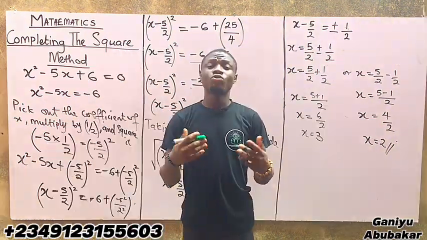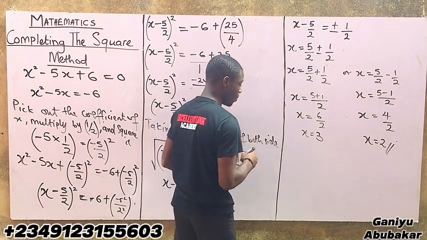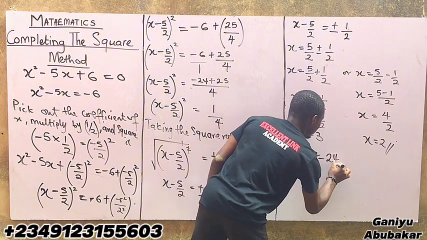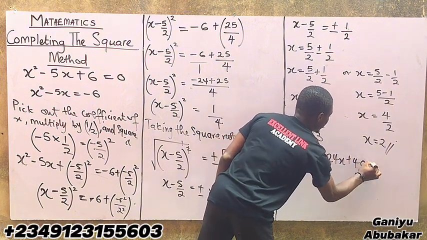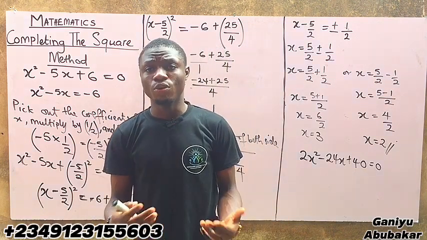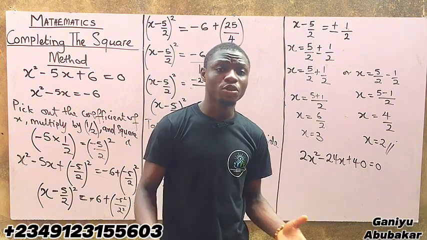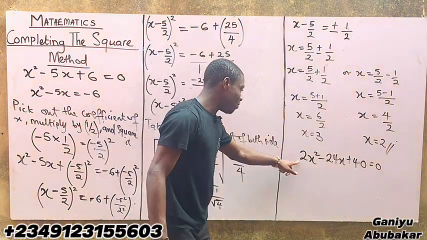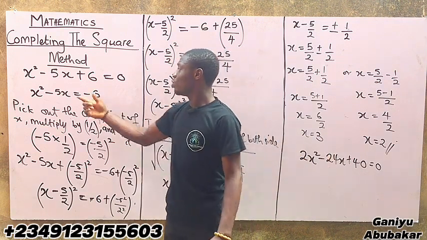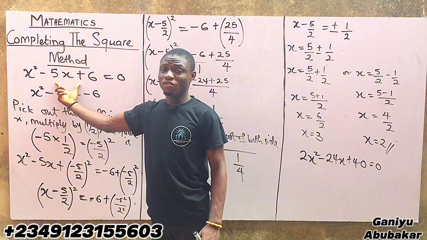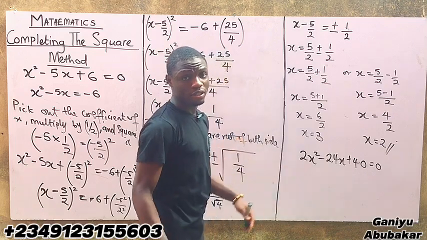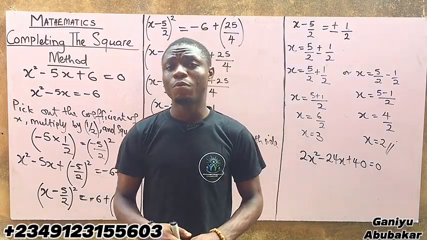So try to do this example here. Try to solve 2x squared minus 24x plus 40 equal to 0. Solve this one using the completing the square method and leave your answer in the comment section below. The idea is simple, I'm just giving a hint here. The first task is to divide through by 2. When you are done dividing by 2, you end up having something of this nature. Then you follow these steps and procedure to get your answer for this. When you are done, kindly put your answer in the comment section below.